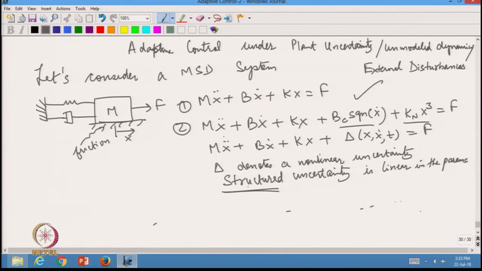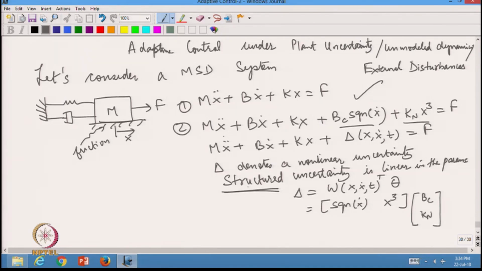Okay. So, this is linear in the parameters. What do we mean by that? We can separate out the unknown constants in a linear way. So, we can write delta as w of x dot transpose theta, where this w is a regressor of known terms. So, what are the known terms here? The known terms here are signum of x dot, and x cube. These may be nonlinear terms, but we can separate out the unknown constant terms from these known terms in a linear way. So, the unknown constants come out as theta, and this is w transpose.